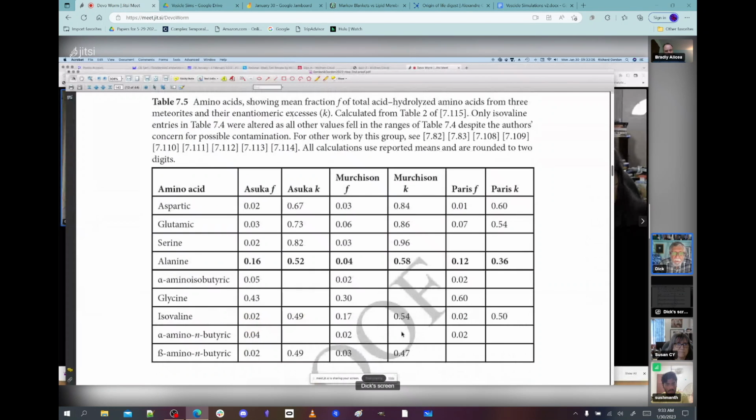Okay, so what we did is we looked at the origin of transfer RNAs, and we came up with our own set, which are the ones in bold. Now let's see. This is showing for different meteorites: Asuka, Murchison, Paris, and total. This is the fraction of amino acids from these meteorites and their enantiomeric excesses, which are K values. So alanine definitely shows up in this list of observations of meteorites.